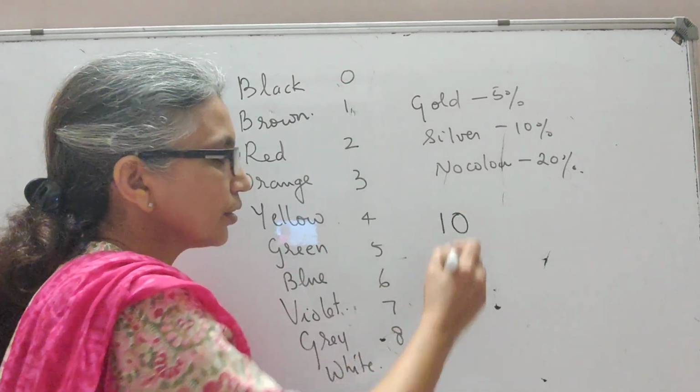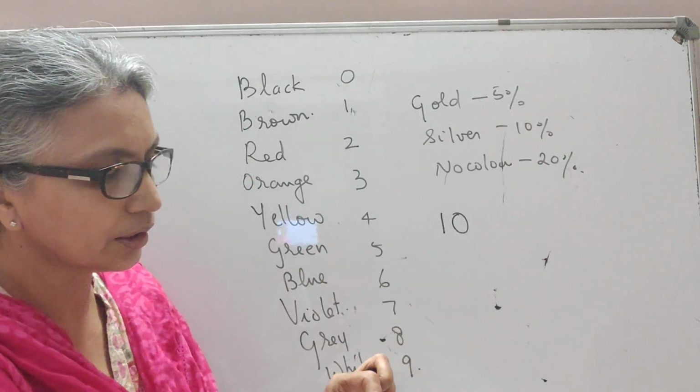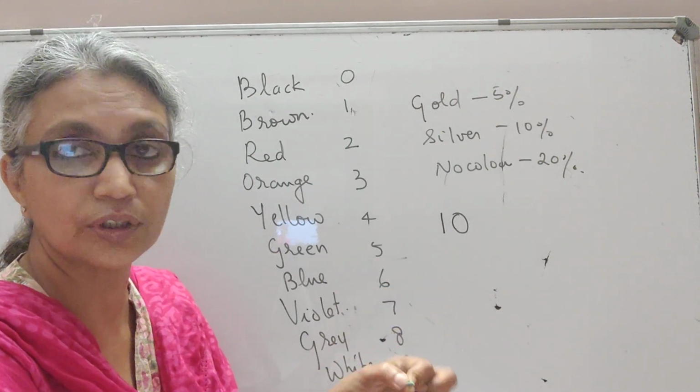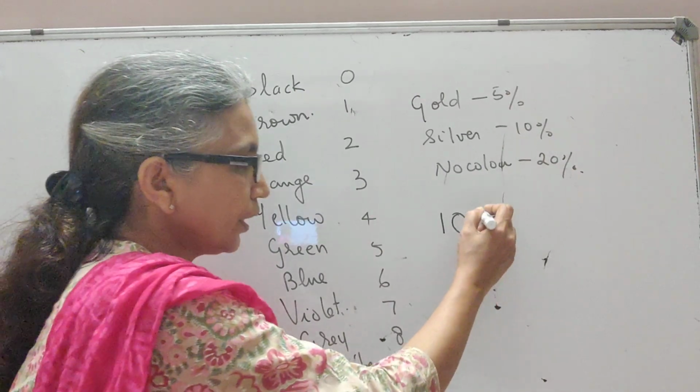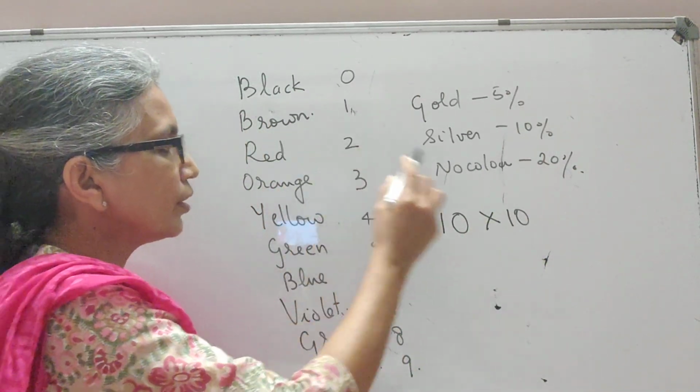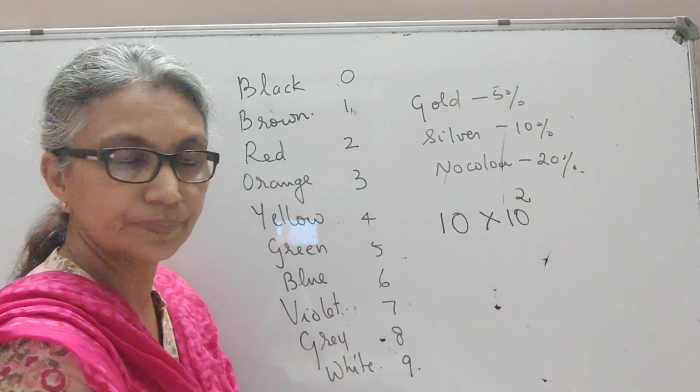So the second digit is 0. Then the third ring here is red in color, and the third ring stands for the power of 10. So this will be into the power of 10. A red ring would mean the power of 10 is 2, red color.